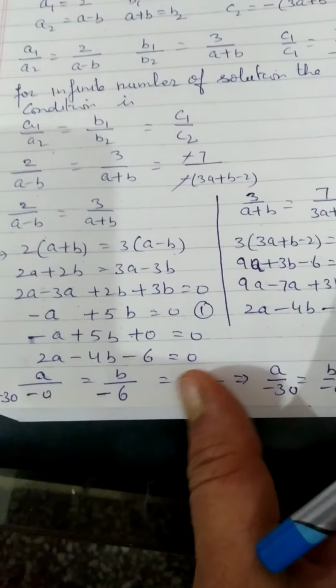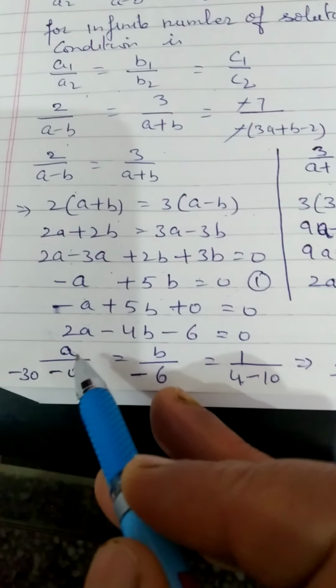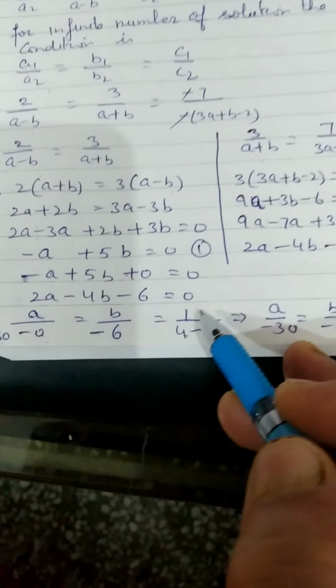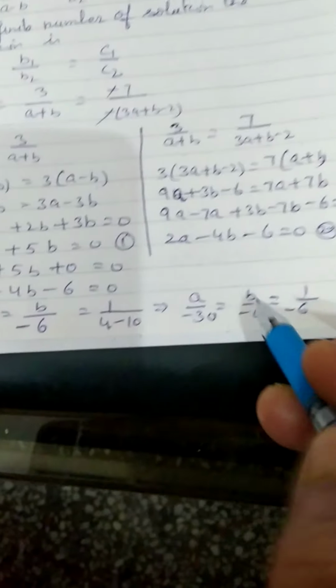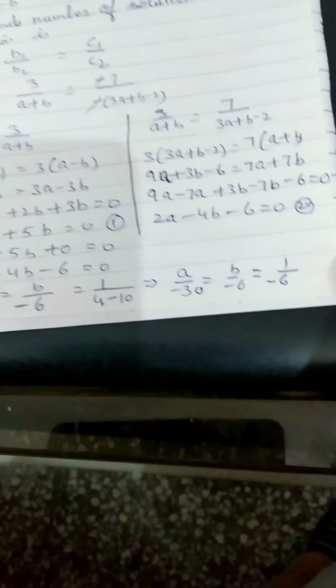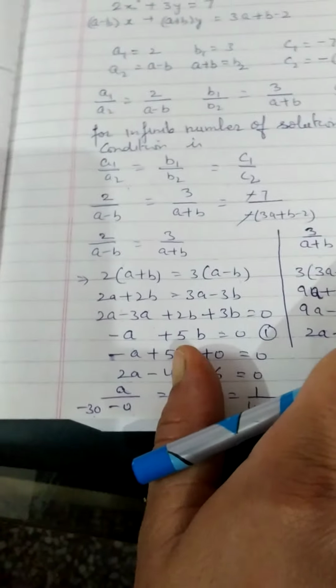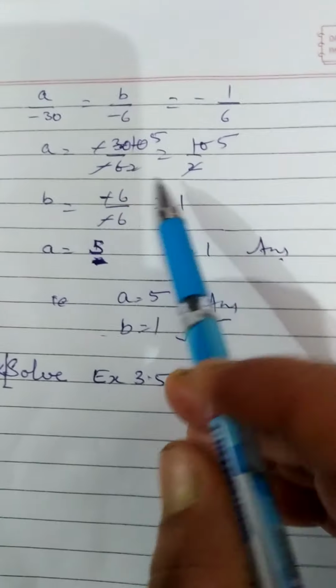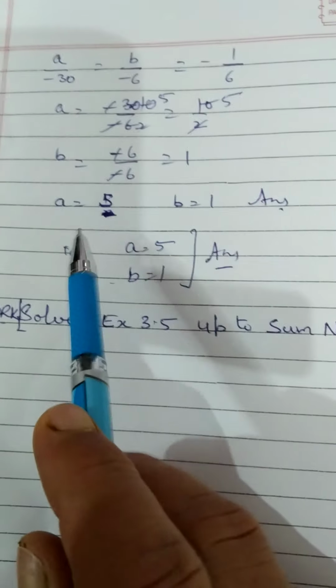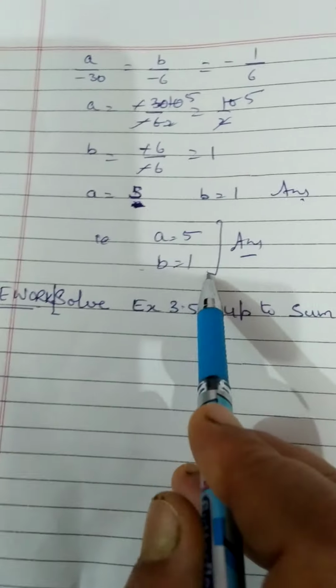Now we solve these two equations by cross multiplication method. We get a upon minus 30 minus 0, b upon minus 6, 1 upon 4 minus 10. We get a upon minus 30 is equal to b upon minus 6 is equal to 1 upon minus 6. Now we will solve these to find the values of a and b. From here we get a is equal to 5 and b is equal to 1.